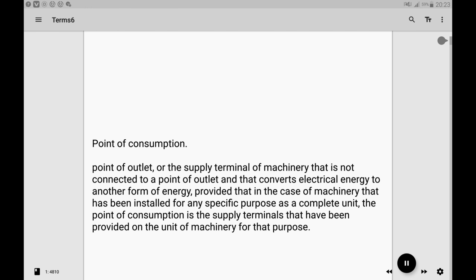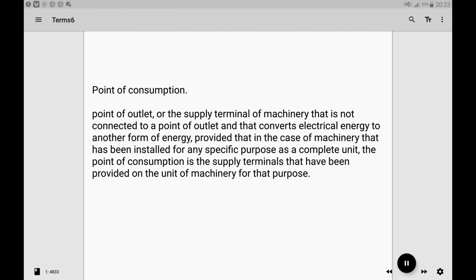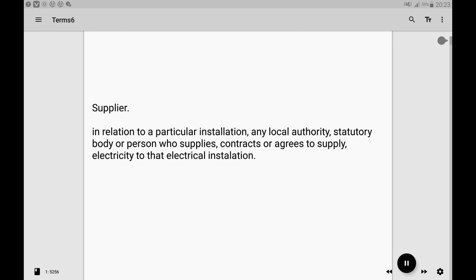Point of consumption. Point of outlet, or the supply terminal of machinery that is not connected to a point of outlet, and that converts electrical energy to another form of energy, provided that in the case of machinery that has been installed for any specific purpose as a complete unit, the point of consumption is the supply terminals that have been provided on the unit of machinery for that purpose. Supplier. In relation to a particular installation, any local authority, statutory body or person who supplies, contracts or agrees to supply electricity to that electrical installation.